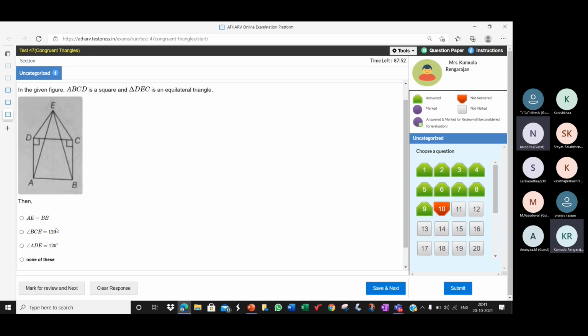So ADE, what about ADE? This is 90 degrees. How much is this angle? 60 degrees, ma'am. Same. It's 150, ma'am. So BCE and ADE cannot be 120 or 125. So these two are wrong. So AE equals BE, ma'am.